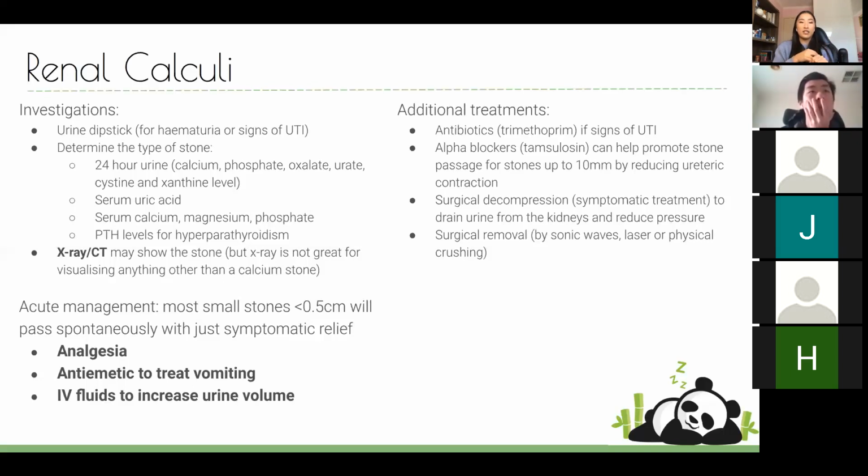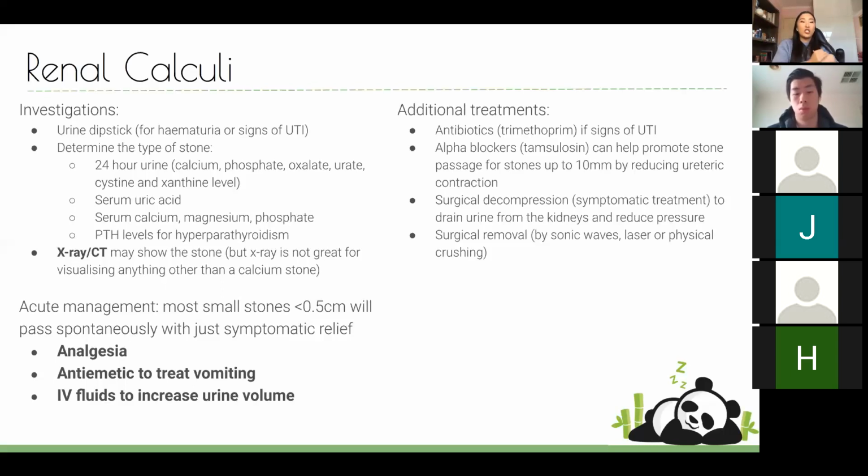The main other methods though are alpha blockers. You can use something called tamsulosin, and that's going to help relax the ureter to help promote stone passage. There are also other things like surgical decompression. So if you have a stone blocking the ureter, and that's causing hydroureter and hydronephrosis, so reflux of urine back up, that's going to cause symptoms and cause more problems, including kidney damage, than the stone itself. So you can actually decompress with a needle into the kidney through the abdomen, and you drain out some of the fluid if you're concerned about that.